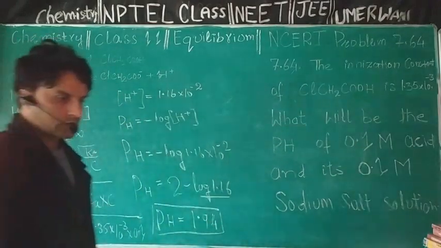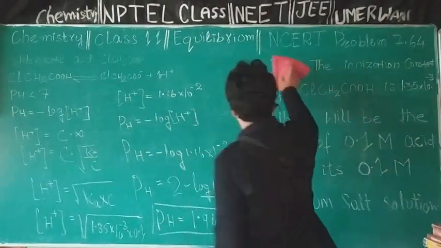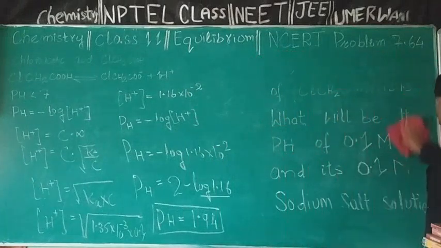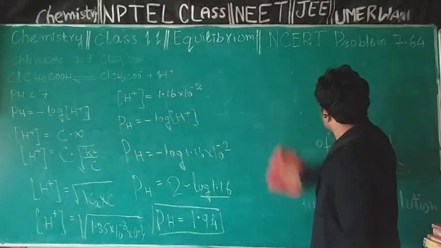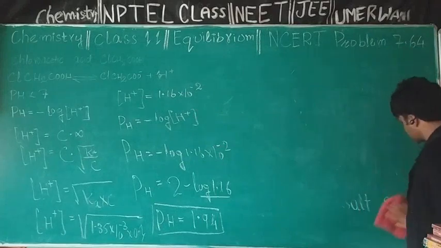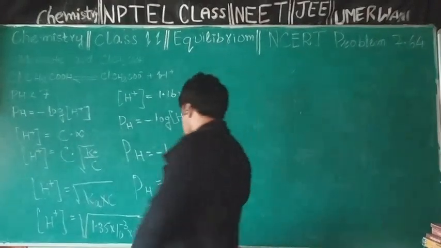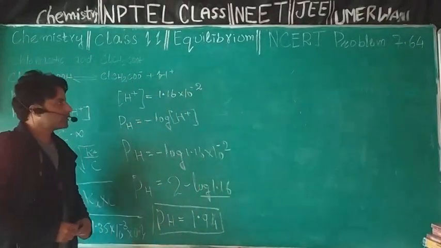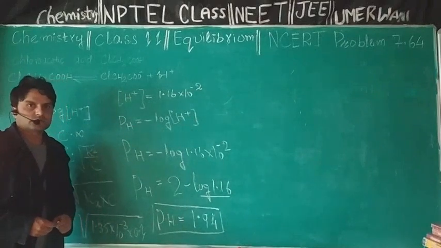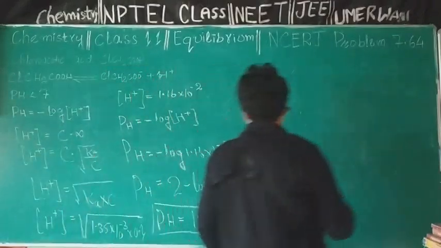Now we need to solve second part of this problem. In second part, we have to calculate the pH of 0.1 molar solution of sodium salt of chloroacetic acid.